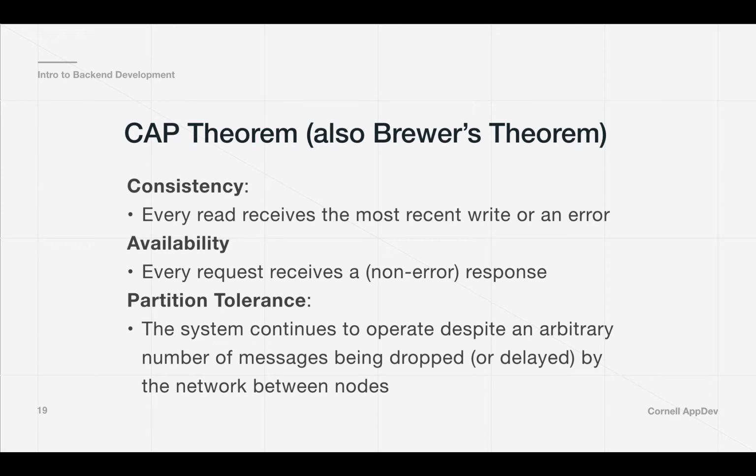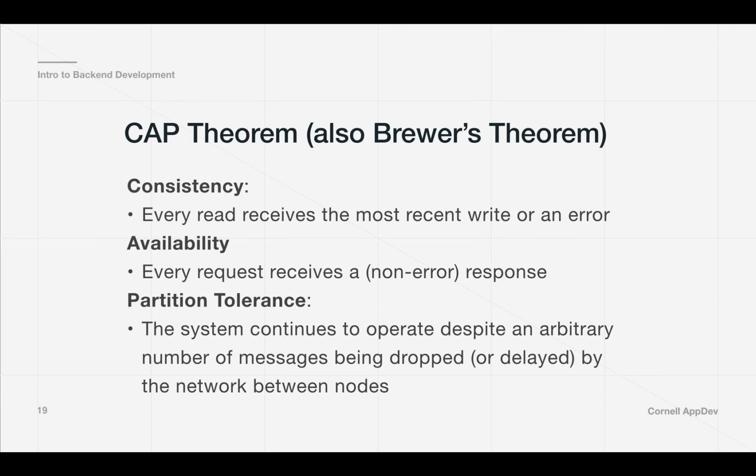For example, if I go on Facebook and I post something and you are on the other side of the country and you refresh your newsfeed, either you should see that I posted something or you should get an error, like, hey, your network connection's down. There's also availability, so every request should receive a non-error response. I think that one's pretty self-explanatory, so every request that you send to the database should not error.